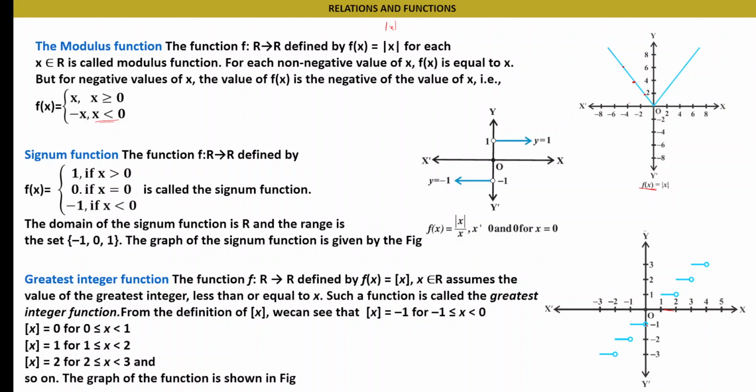Similarly, when x is from 0 to minus 1, the value of y will be minus 1. And when x is from minus 1 to minus 2, the value of y is minus 2. Similarly, when x is from minus 2 to minus 3, the value of y is minus 3. So, x is 0 here. So, the graph of the function is as shown in the figure.